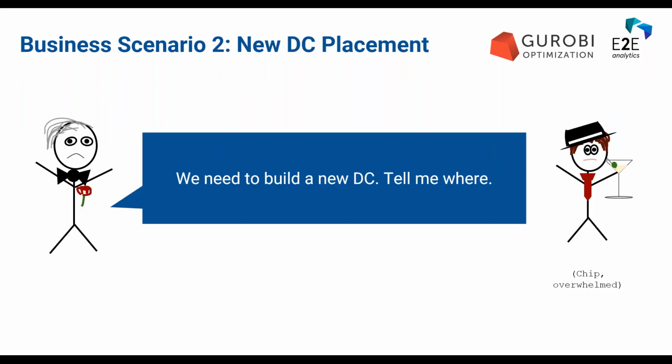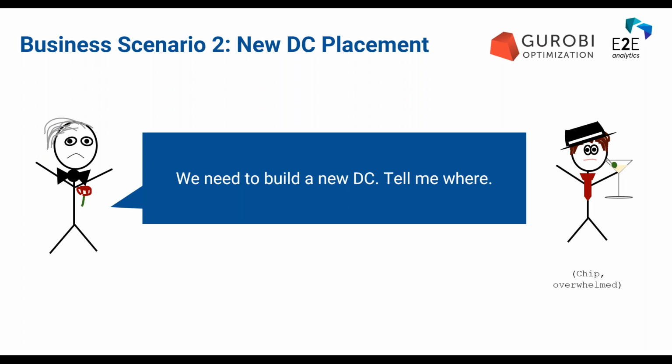All right, so another thing that's common in network design problems is to add a new location. So let's say Don comes to Chip. Chip is still very overwhelmed, stressed now. He took up drinking. And Don says, all right, we need to build a new DC, and you have to tell me where. So you can imagine this is a lot of pressure. Chip still really wants to become a made man, so he has to please his father.